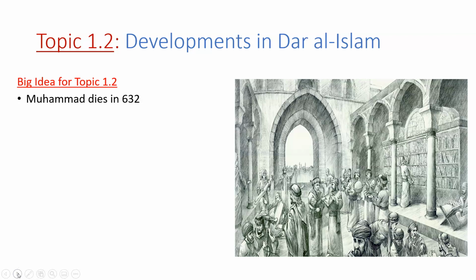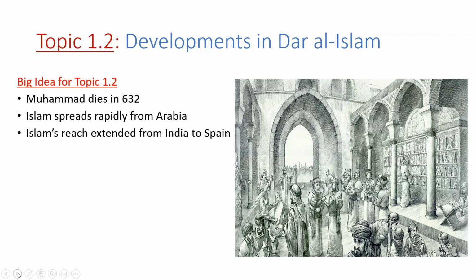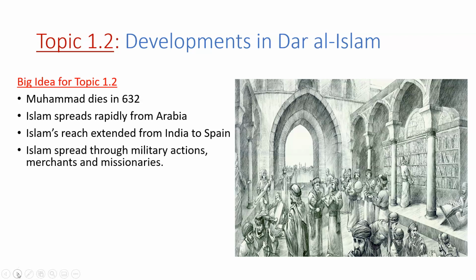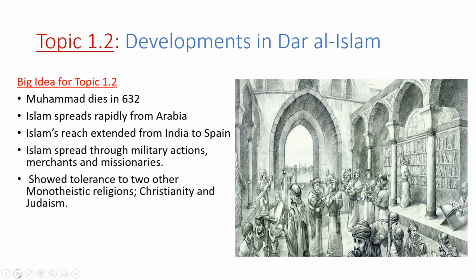The big idea for topic 1.2: the Prophet Muhammad dies in 632. Islam spreads rapidly from Arabia. Islam's reach extended from India to Spain. Islam spread through military actions, merchants, and missionaries. It showed tolerance to two other monotheistic religions, Christianity and Judaism. And you had the House of Wisdom in Baghdad. It was a center of learning.